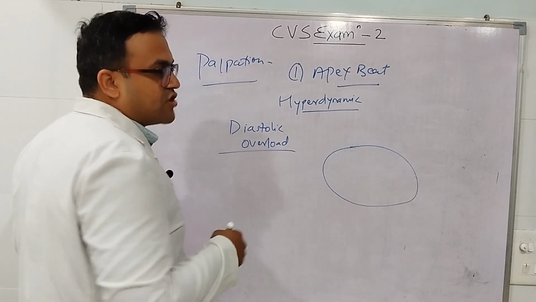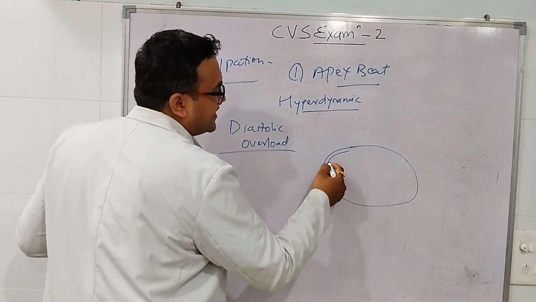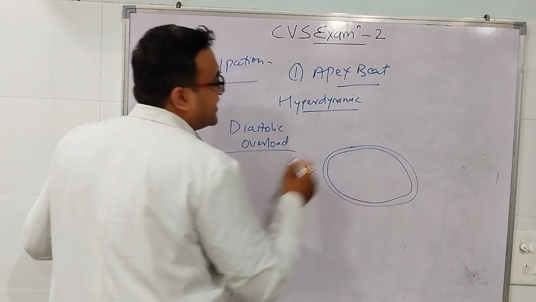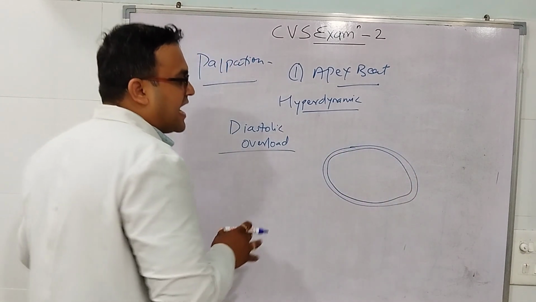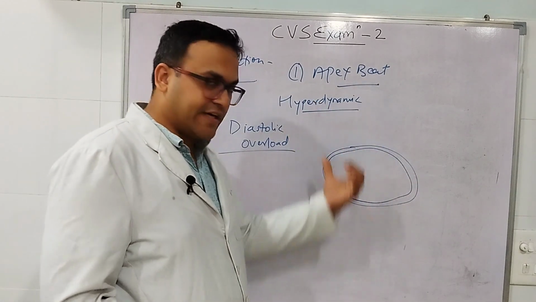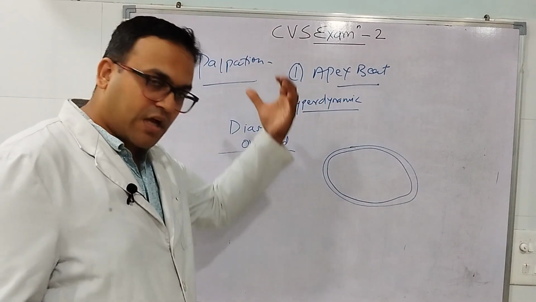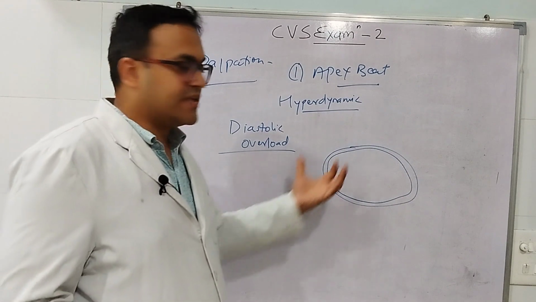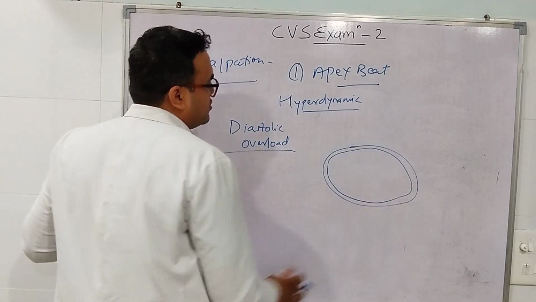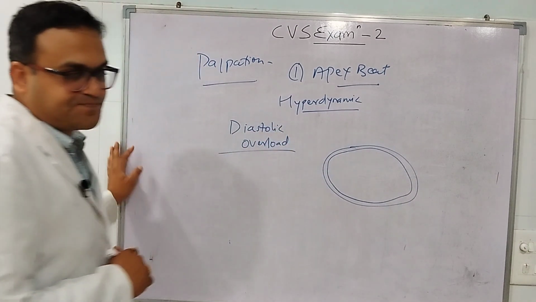So what happens in chronic AR or MR? The heart becomes dilated, or in patients with dilated cardiomyopathies, the heart will become dilated to accommodate the increased blood which has come back from the aortic regurgitation or mitral regurgitation. So there will be increased blood pooling, and this will cause the heart to dilate. So this will cause a hyperdynamic apex beat.